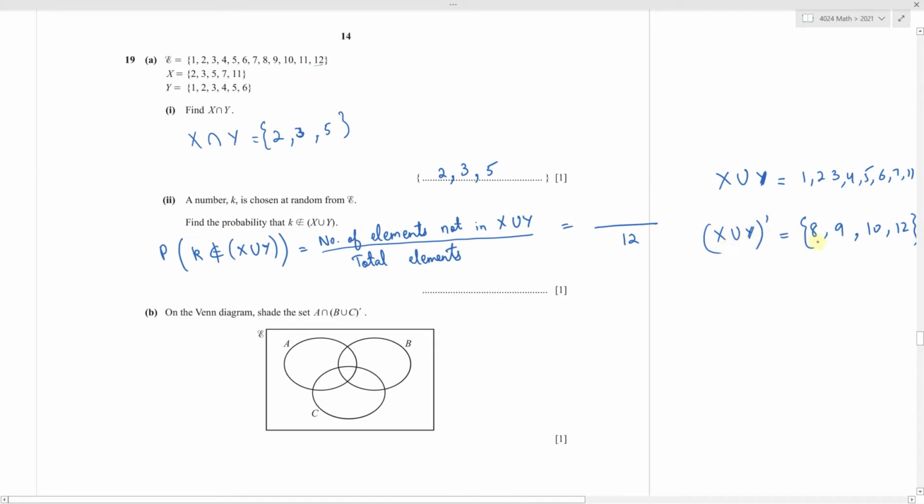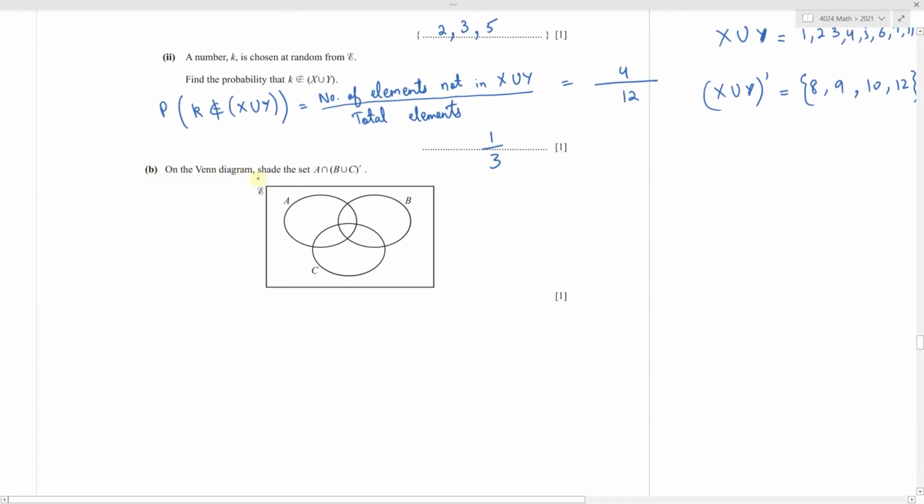Outside of this union, how many elements are there? 4. So your answer will be 4 over 12 or 1 over 3. So your probability that k does not belong to X union Y are the remaining elements that are not present in this union, which are 4 out of the total 12. So your probability is 4 over 12 or 1 by 3.